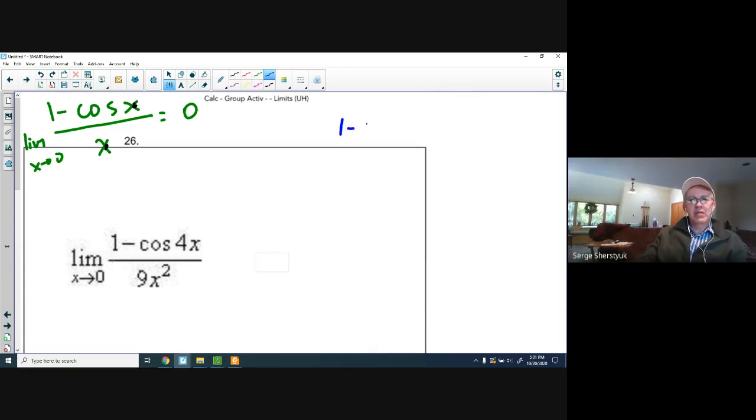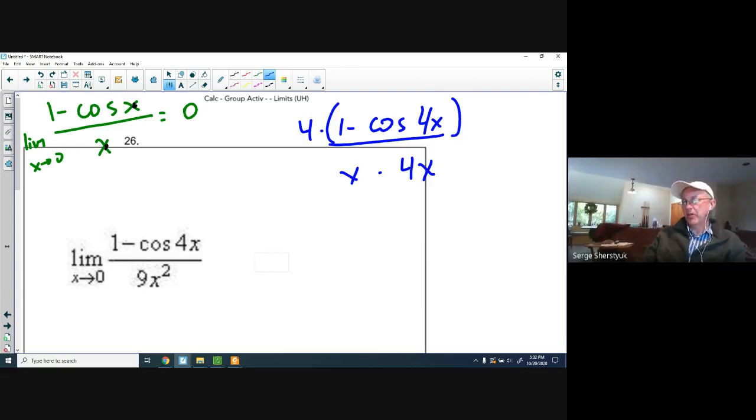I said 1 minus cosine of 4x. I need 4x down here. Well, out of this, I have an extra x over here. I need to bring in a 4 up above, because that 4 wasn't there to begin with. So basically, I multiply top and bottom by 4. And I have a 9. So all of this could be rewritten as that, and it has the same algebraic value.